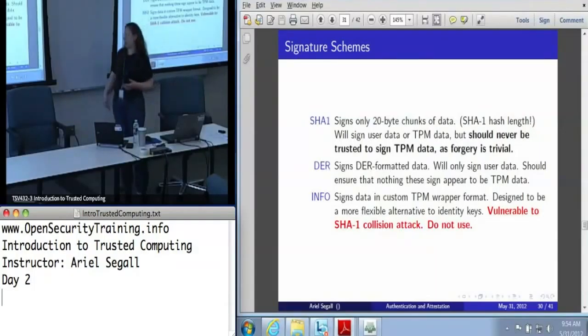Info keys are a special TCG key format. And what they do is that they sign data in a wrapper that says, basically, this is TPM signed data.